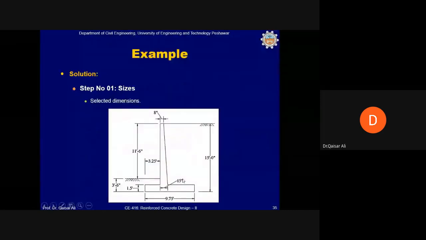So finally, we have selected these dimensions. With these dimensions, all the checks against stability have been made, and we have found that the retaining wall is safe against overturning, against sliding, and also against soil settlement. So the final part of this design of the retaining wall will be checking the arm, heel, and toe separately against structural failure. So now we will design the arm, heel, and toe for structural adequacy.